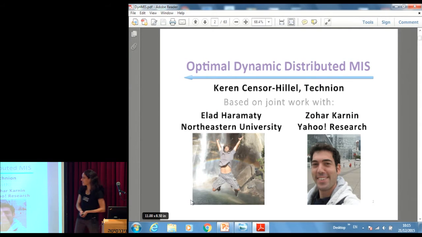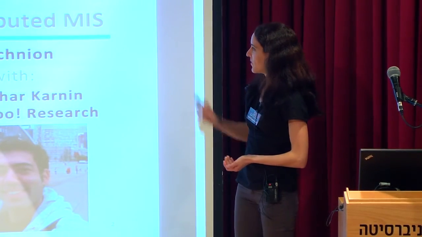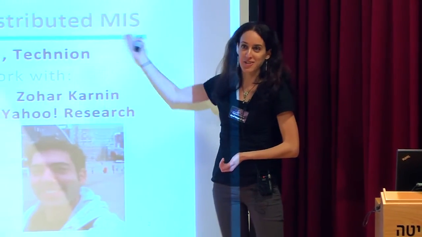And I'm going to talk today about optimal dynamic distributed MIS. MIS stands for Maximal Independent Set. And this is the outline of my talk, the direction of this arrow.